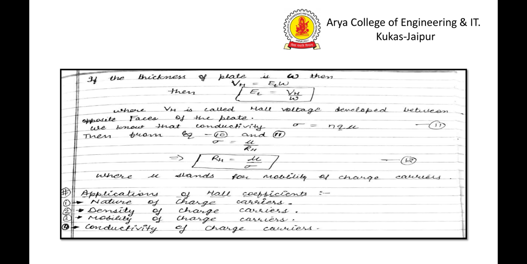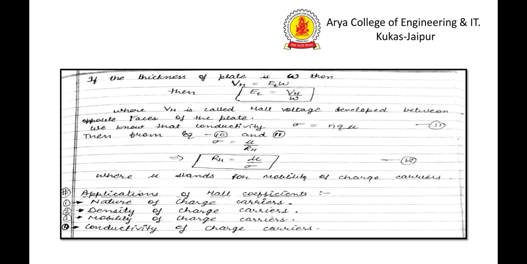If the thickness of the plate is W, then we can write V_H is equal to E_T W. This implies E_T is equal to V_H upon W, where V_H is called Hall voltage developed between opposite faces of the plate.